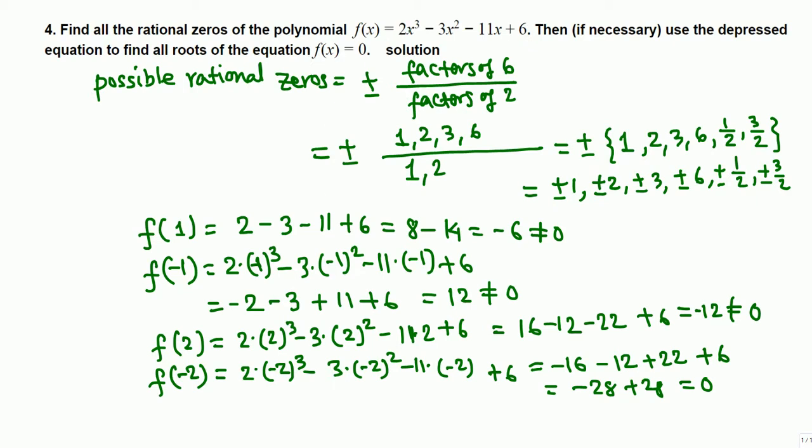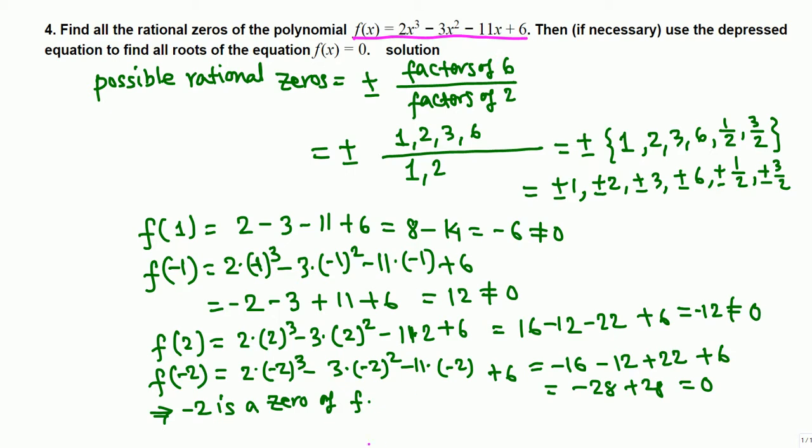Okay, there can be 3 rational zeros. We found one of them, which is negative 2. Now we perform synthetic division with this zero. Negative 2 is a zero, so this implies negative 2 is a root of the given polynomial. Now we perform the synthetic division. Let's go back and check our polynomial. This is in the standard form, so 2, negative 3, negative 11, 6.